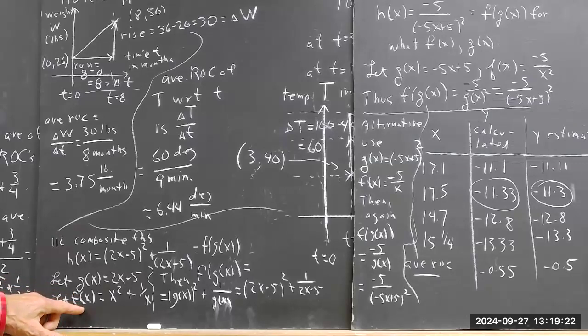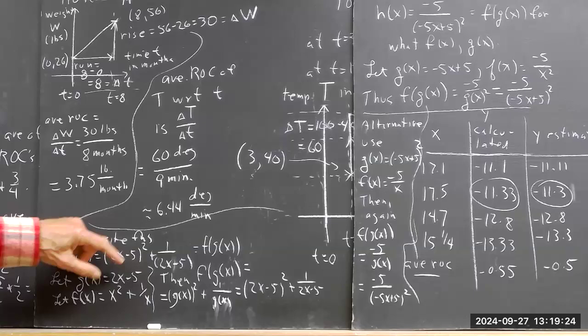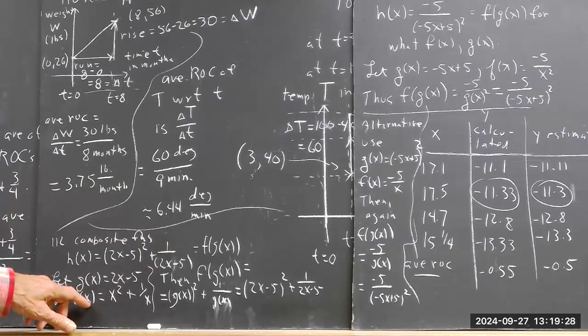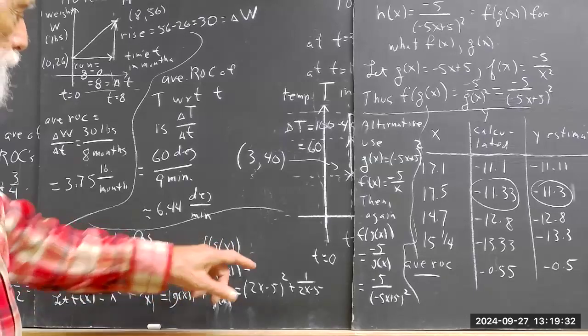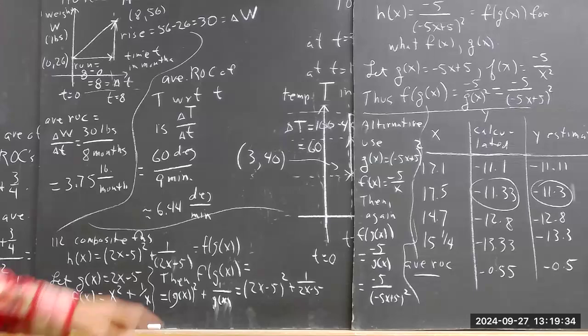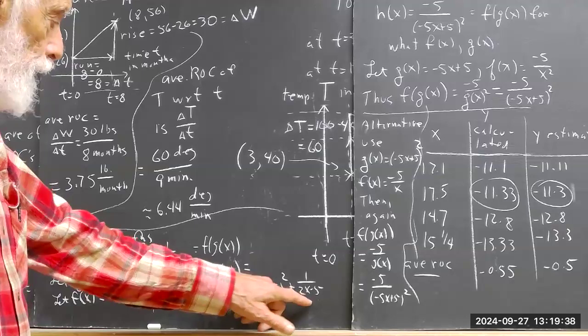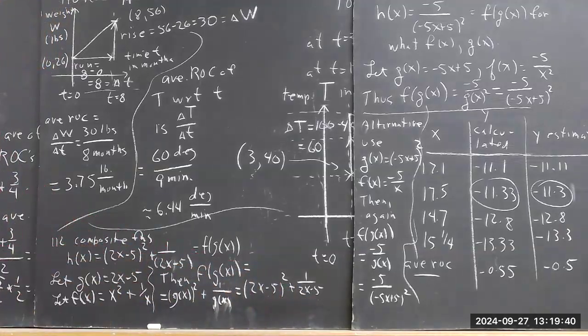So that f of x, well, what's happening? The 2x minus 5 is being squared and then added to its reciprocal. So f of x would be the square of x added to the reciprocal. That way f of g of x would be g of x squared plus 1 over g of x, which is then the original function.